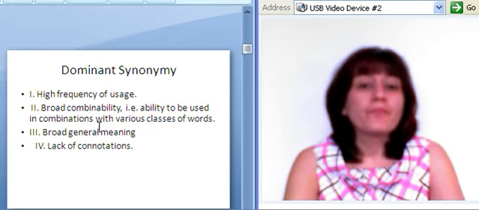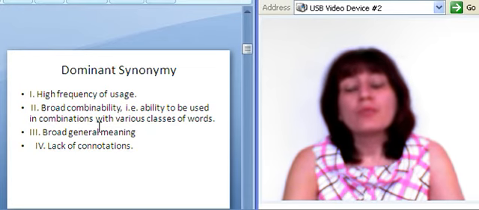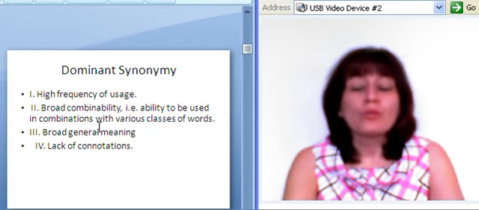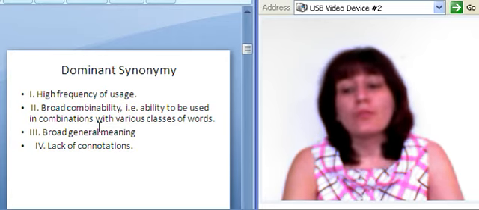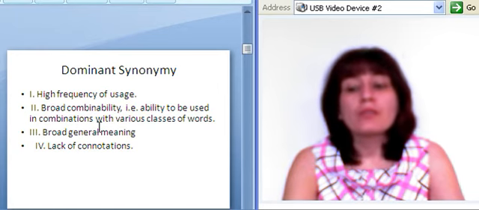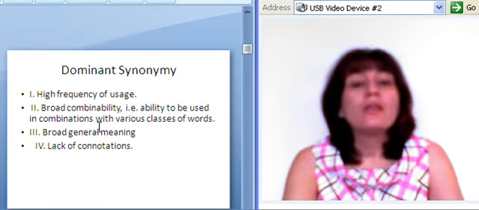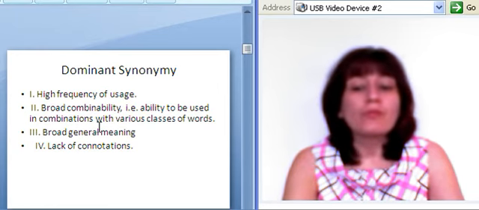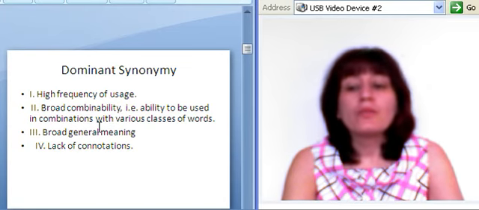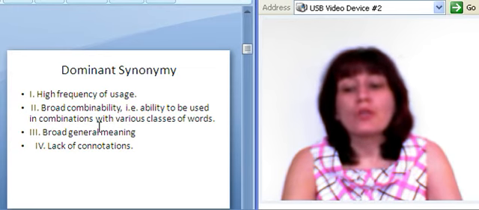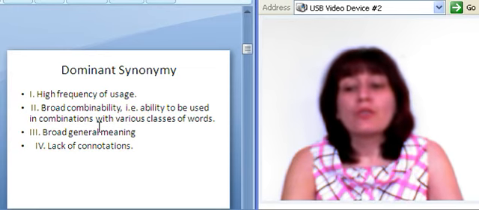So the dominant synonym expresses a notion common to all synonyms of the group in the most general way, without contributing any additional information as to the manner, intensity, duration, or any attending feature of the referent. So any dominant synonym is a typical basic vocabulary word. Its meaning, which is broad and generalized, more or less covers the meanings of the rest of synonyms, so that it may be substituted for any of them.